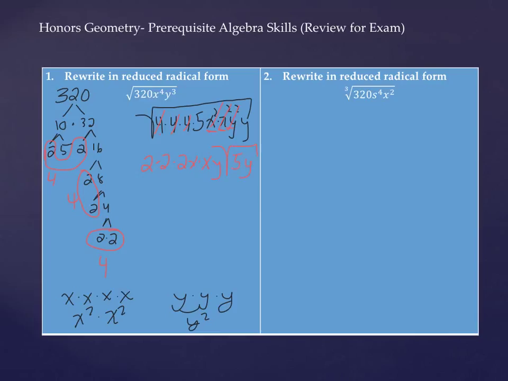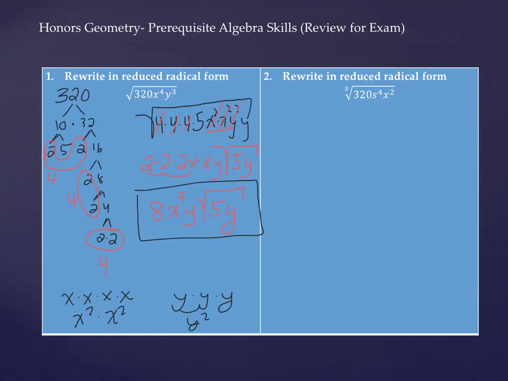And now let's just button everything up. So 2 times 2 times 2 is 8. X times x is x squared, and then we've got that y, and finally the radical of 5y. So this is our reduced radical format.